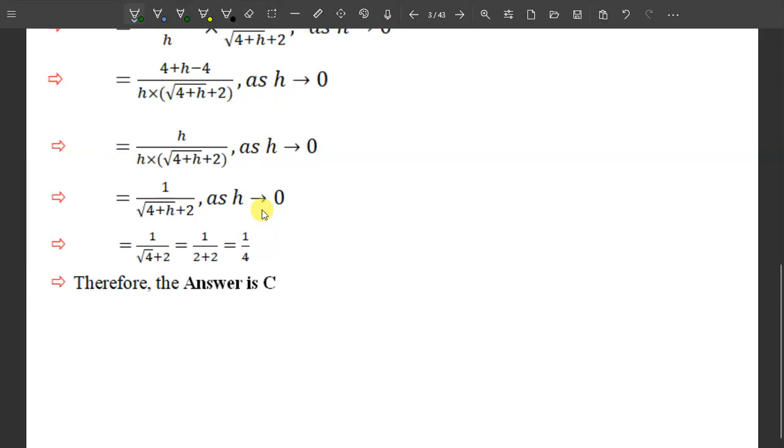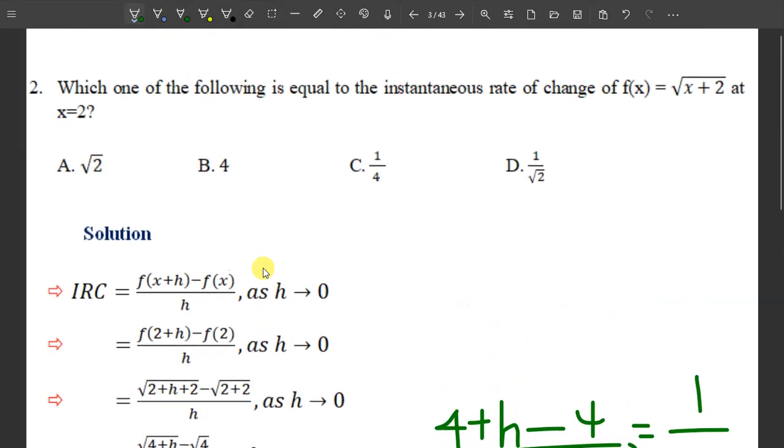Now we can put h equal to 0. In that case, we have 1 over the square root of 4 plus 0, which is 4, plus 2 outside of the radical. Since 4 is a perfect square, it becomes 2 plus 2. Therefore our answer is 1 over 4. It is exactly 1 over 4.